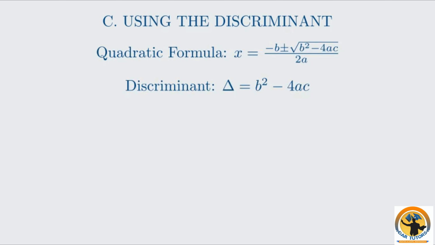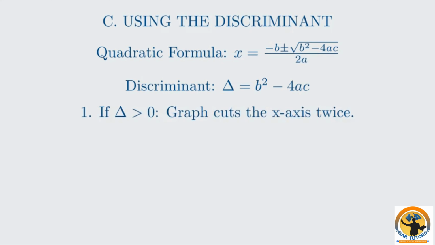This expression is called the discriminant, and we often denote it with a delta. Let's analyze the 3 possible cases based on the value of the discriminant. First, if the discriminant b squared minus 4ac is greater than 0, its square root is a positive real number. The quadratic formula will give us 2 distinct x-intercepts. The parabola will cross the x-axis twice.